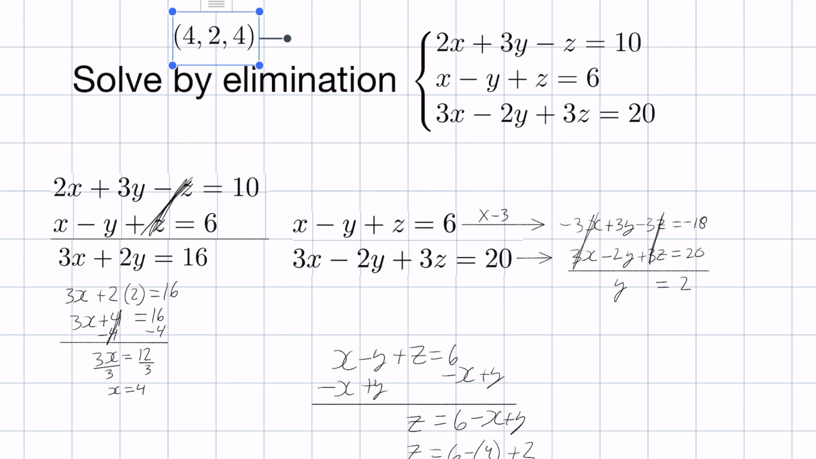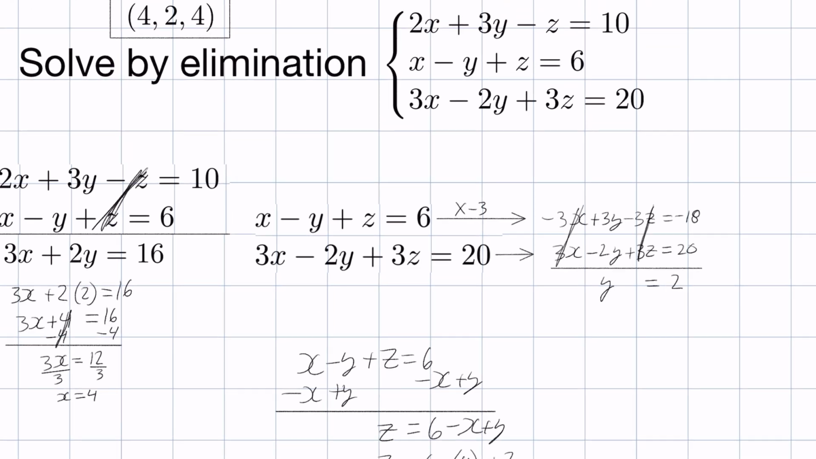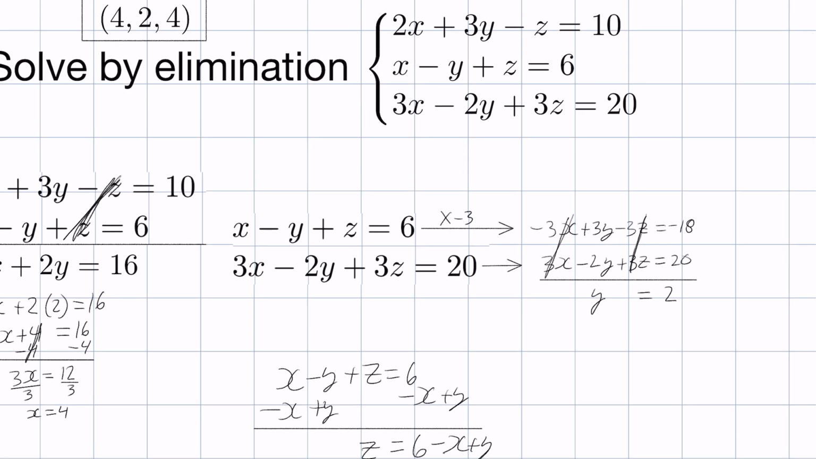The last thing we want to do is make sure that we are not just solving, but we are taking the time to check. So we can plug these into the original equations. 2 times 4 plus 3 times 2 minus 4 is equal to 10. 2 times 4 is 8. 3 times 2 is 6. 8 plus 6 is 14. 14 minus, oops, that should be 10. 14 minus 4 is 10. That one checks out.